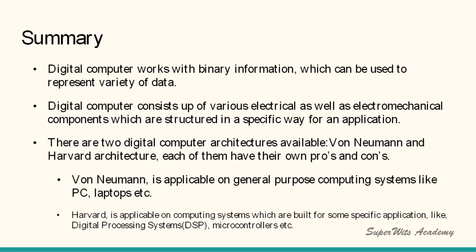So just summarizing this particular video, digital computers work with binary information which can be used to represent a variety of data. The computer consists of various electrical as well as electromechanical components, which are structured in a specific way for an application. There are two digital computer architectures available, von Neumann and Harvard architecture. Each of them has its own pros and cons. Von Neumann is applicable to general purpose computing systems like PCs, laptops, etc. Harvard architecture is applicable to computing systems which are built for some specific application like digital signal processing systems, microcontrollers, etc.